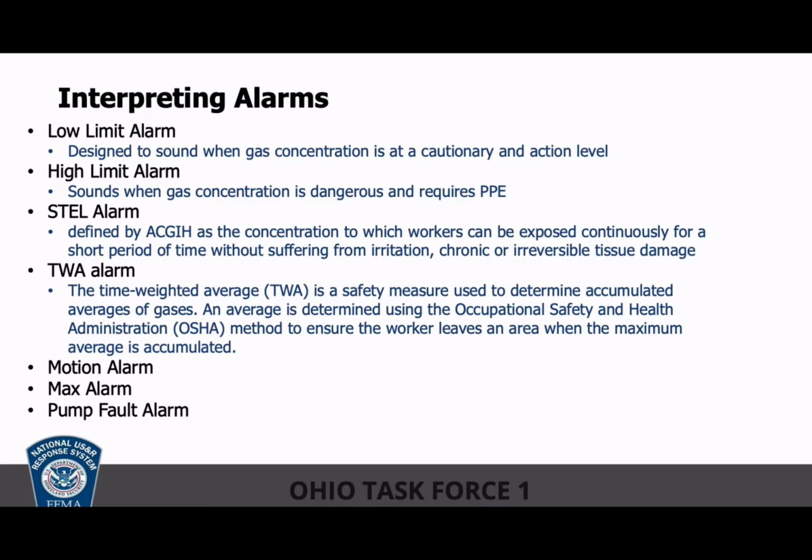Our max alarm will happen when you have reached the maximum detectable amount of a specific sensor, i.e. your oxygen sensor. You're going to get the high limit because you've gone above 23.5%, but if its maximum is also 25%, you're going to get another alarm saying, hey, I can't go any higher than this. I have no idea where you are beyond this. And then a pump fault alarm on pump-based meters. Anytime you occlude the pump, you're going to get an alarm that says, hey, you occluded the pump. Fix it.